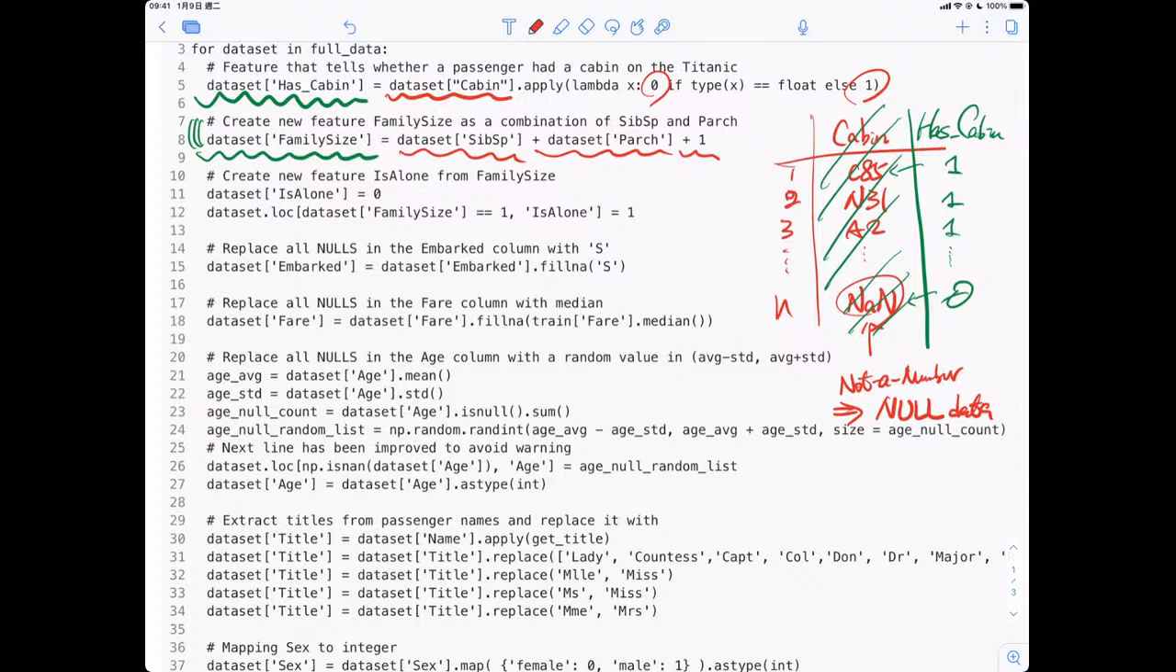Before you analyze your data, you may want to create a lot of features by using the original features, which may enrich your data. 它会让你的data更丰富一点。What else do we have? For example, I can create a new feature called is alone. If your family size is 1, then that means you travel alone, right?